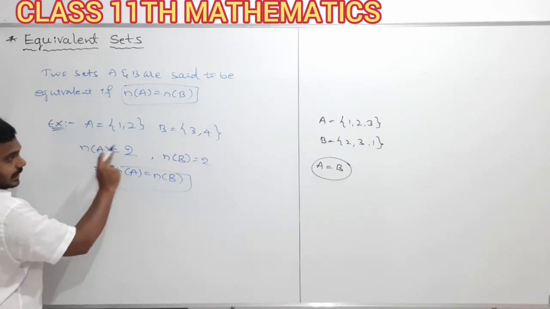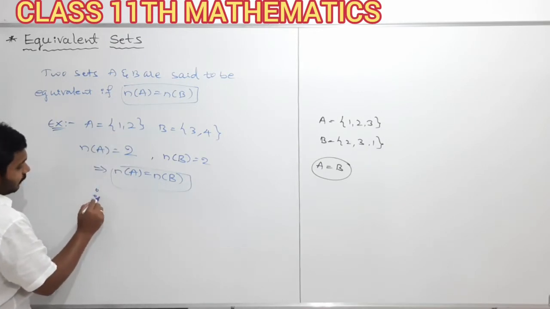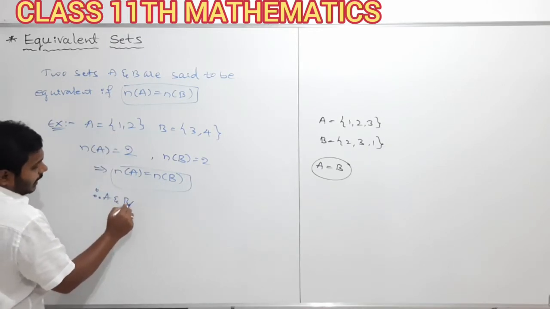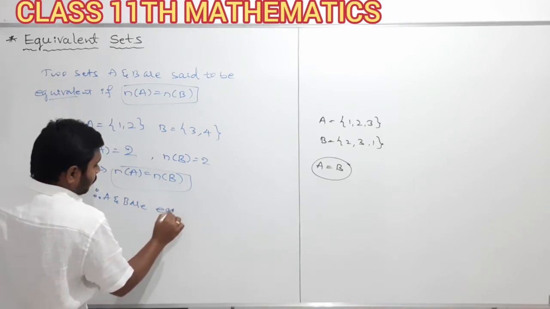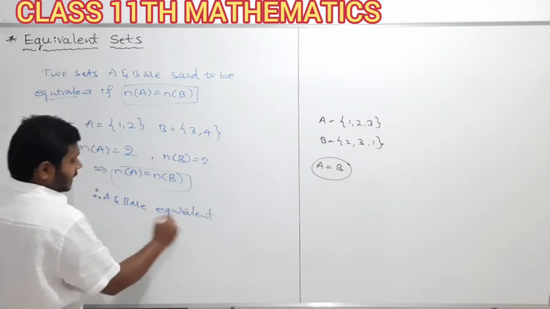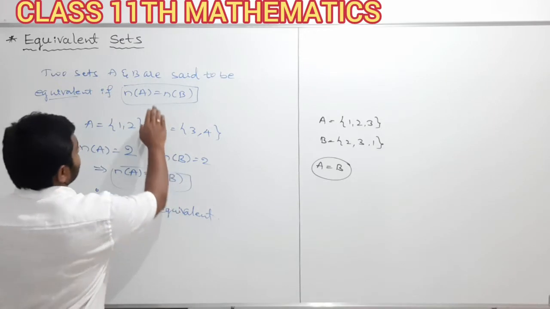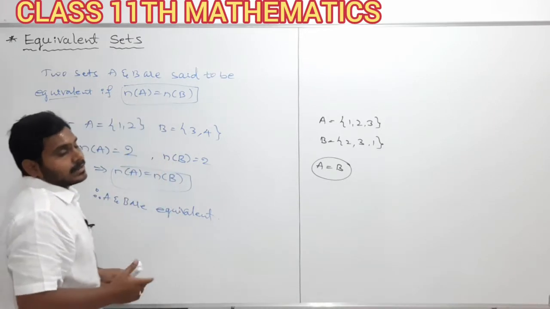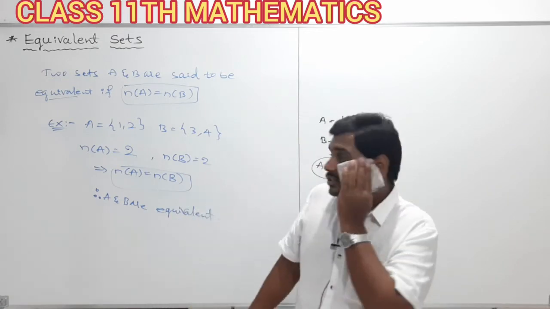So here the cardinality of the two sets is the same, and therefore A and B are equivalent. We can say here it is equivalent. So equivalent means what, my dear students? A and B are equivalent sets. Equivalent means if n of A is equal to n of B, then we can say that A and B are equivalent.